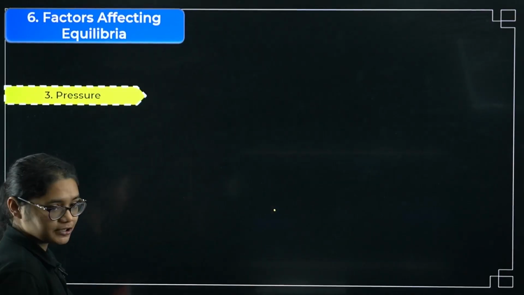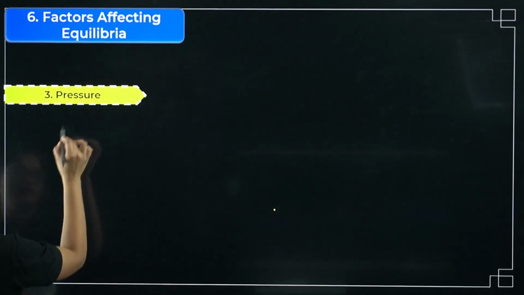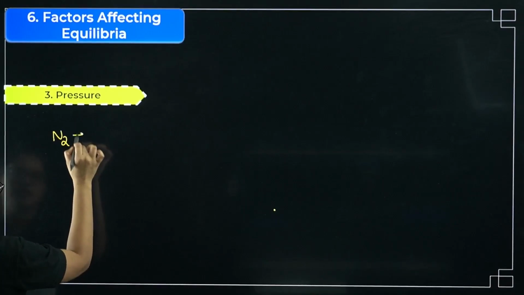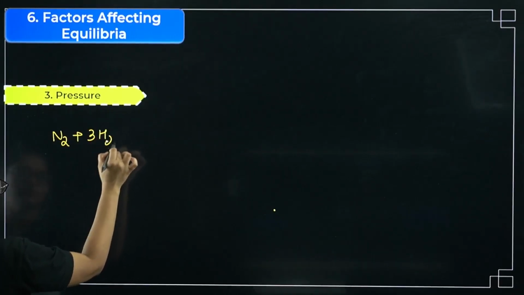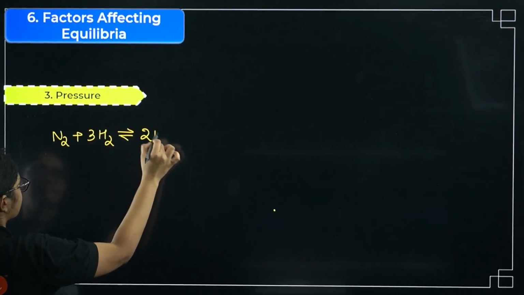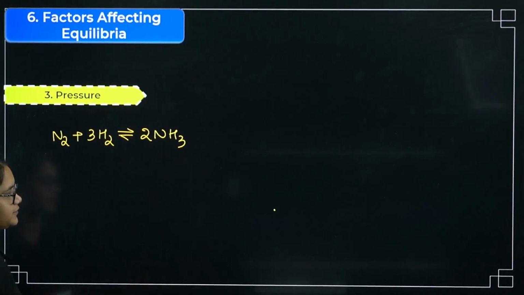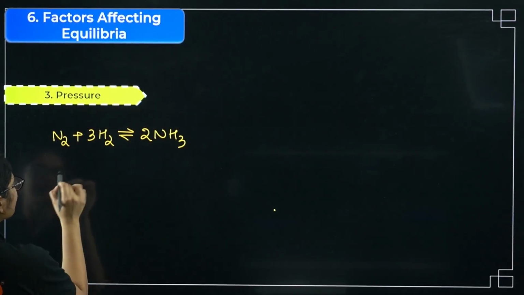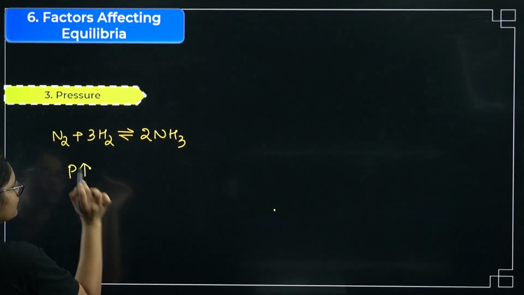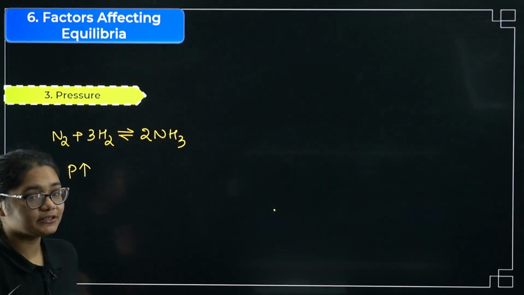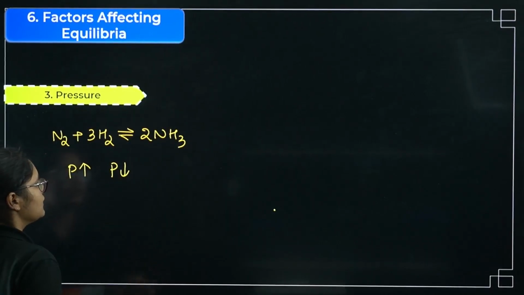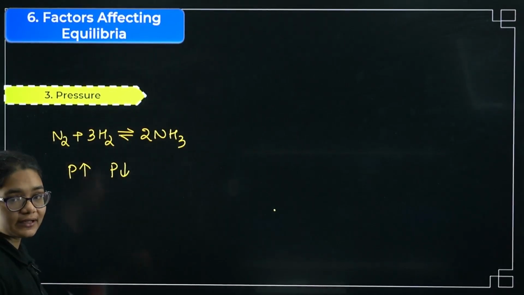Next we have pressure. Suppose I write a reaction like this, N2 plus 3H2 gives 2NH3. Now for example, you have increased the pressure. What will reaction try to do? Reaction will try to decrease the pressure, right? If you increase the pressure, reaction will try to decrease the pressure.